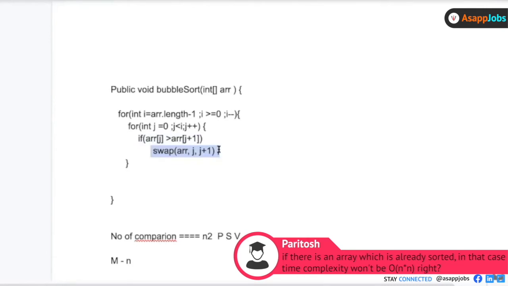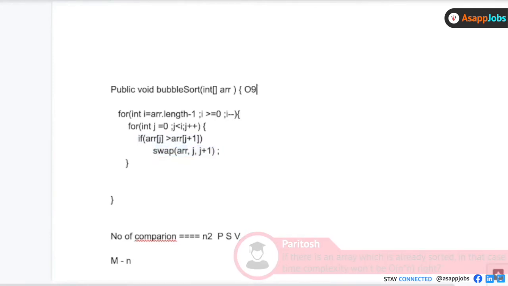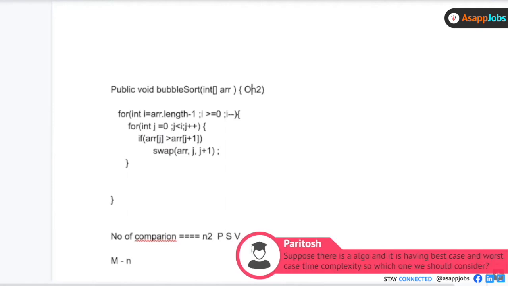So the time complexity will be O of n square itself, even if you are given a sorted array. But one more thing: suppose there is an algorithm and it has a best case and a worst case, so there might be two time complexities coming out of that. Normally, any algorithm has three kinds of time complexity. One is known as the best case time complexity, another is the worst case time complexity, and the third one is known as the average case time complexity.